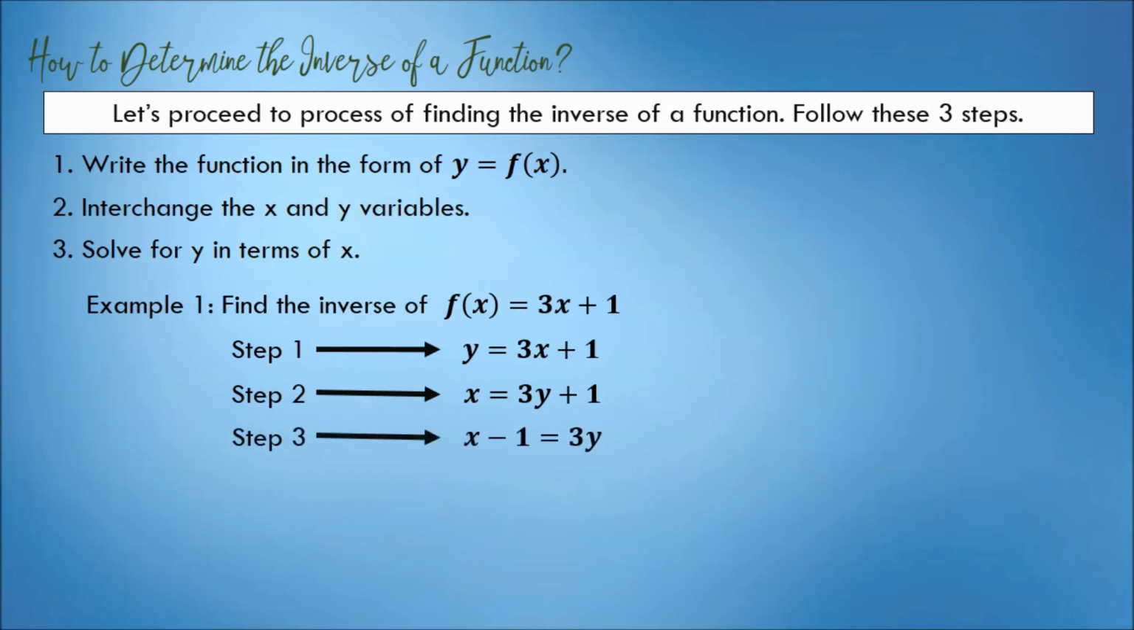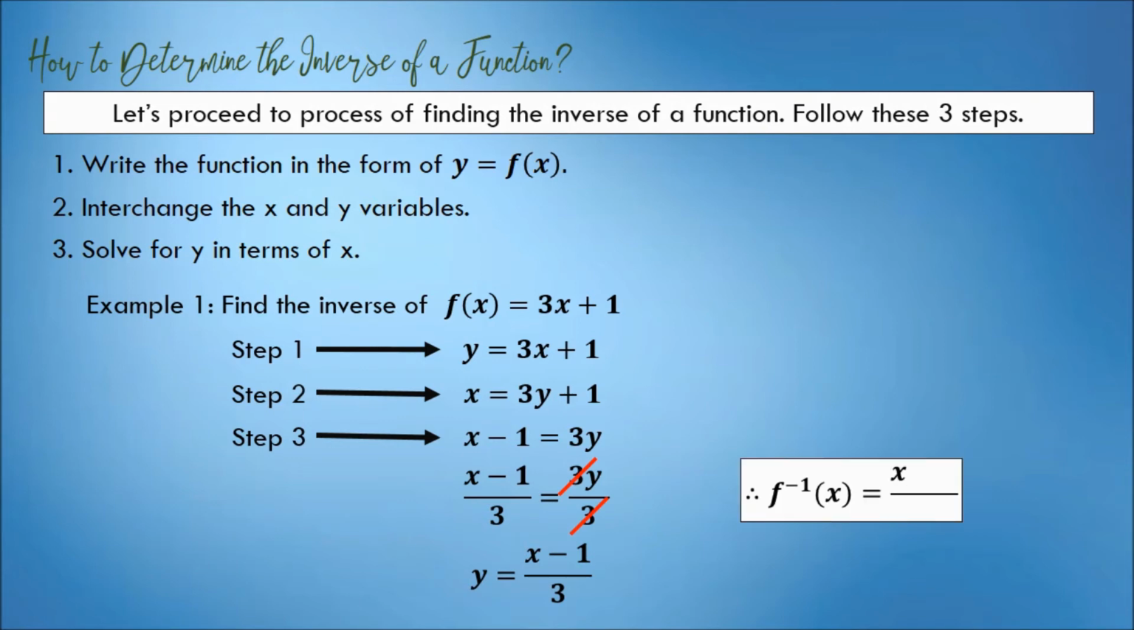Step number 3. Solve for y in terms of x. Transpose positive 1 to the left, so we can isolate 3y. It will become x minus 1 is equal to 3y. Then, divide both sides of the equation by 3. The result is y is equal to x minus 1 all over 3. Therefore, this is the inverse of the given function. F raised to negative 1 of x is equal to x minus 1 all over 3.